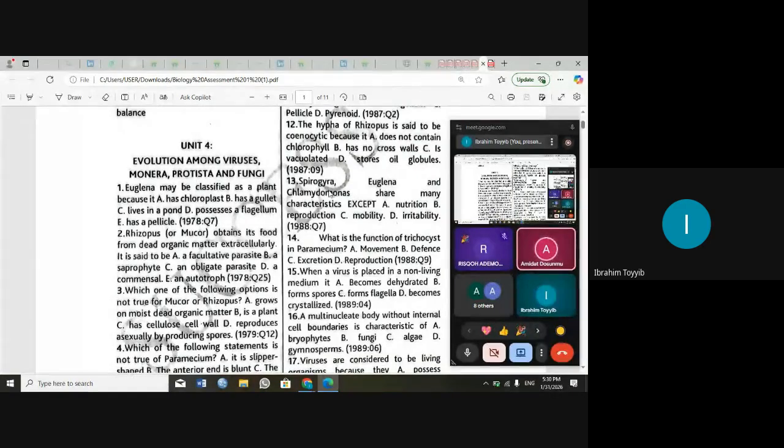Spirogyra, euglena, and chlamydomonas share many characteristics except what? They can carry out nutrition, reproduction, irritability, but not all are mobile. Not all can move from one place to another. Some are sessile. The meaning of sessile is can't move from one place to another. You can see it in the options.